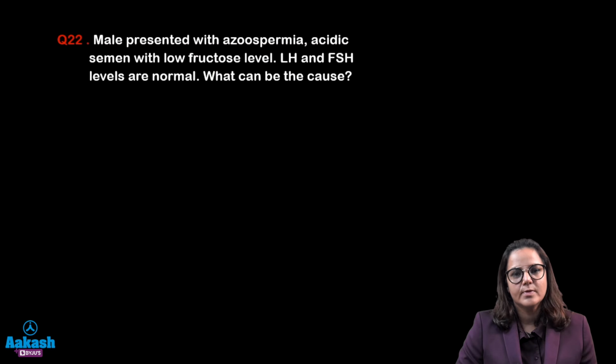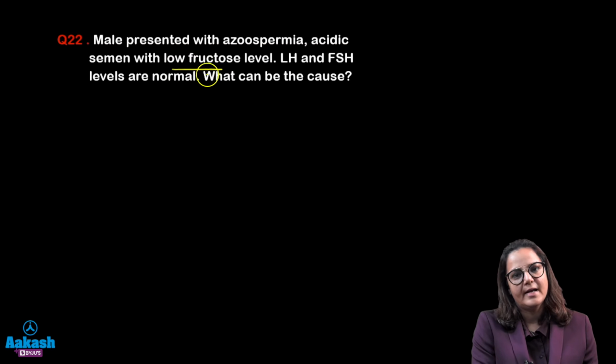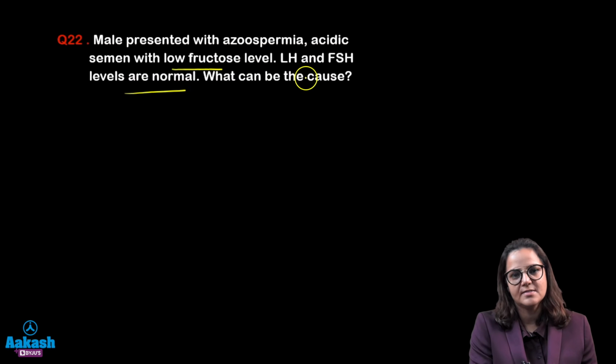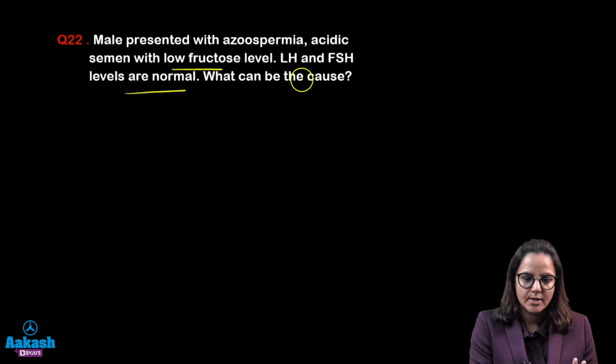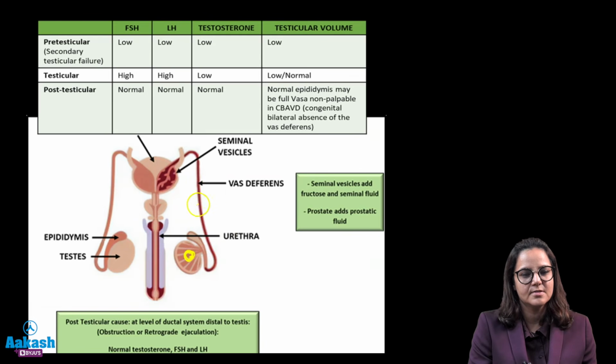A male presented with azoospermia, acidic semen and low fructose level. LH and FSH levels were normal. If LH and FSH levels are normal, it means that the hypothalamus is working fine. What can be the cause? The semen is produced in the testis over here. It goes to the vas deferens. Seminal vesicle adds fructose and the seminal fluid to the semen, and prostate adds prostatic fluid.